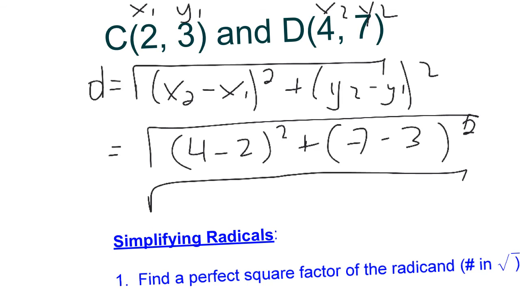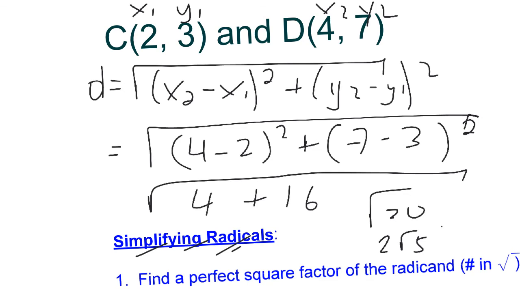4 minus 2 is 2, 2 to the second is 4, 7 minus 3 is 4, 4 to the second is equal to 16. Okay, so if you simplify this, it will be square root of 20. Okay, and we didn't talk about radicals, but the answer would be 4 times 5, which would be 2 radical 5. If you write square root of 20 is equal to 4.5 approximately, we'll also give you credit.